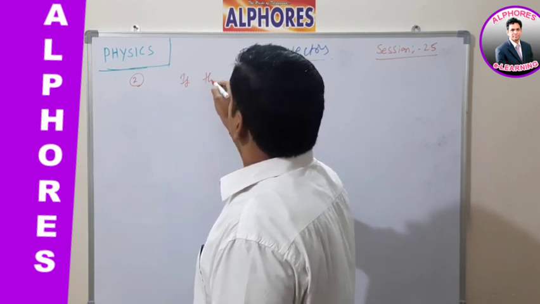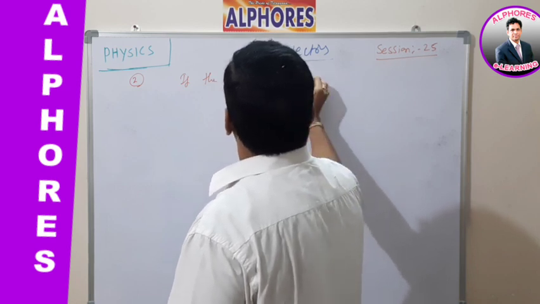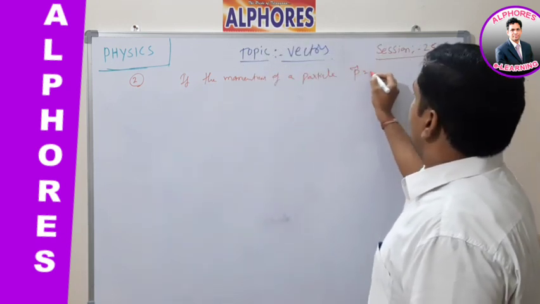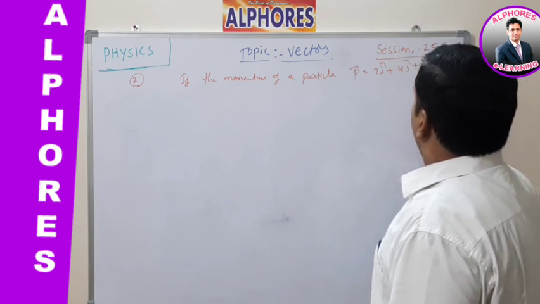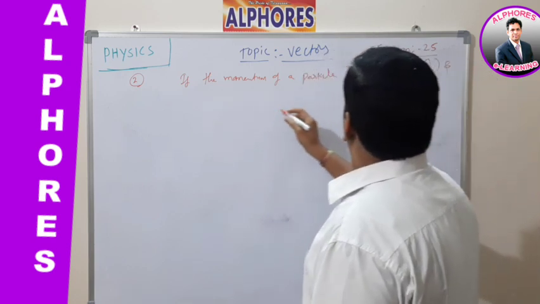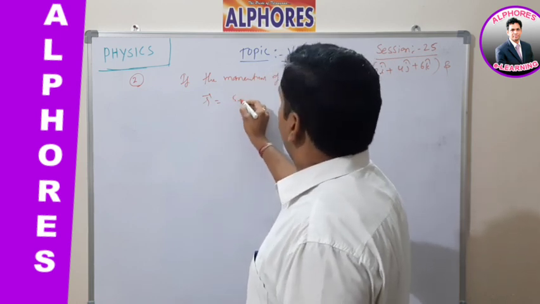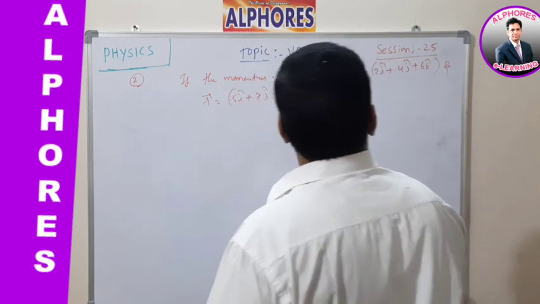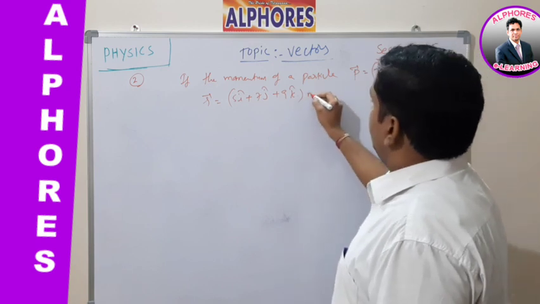If the momentum of a particle p bar is equal, let us say, 2i cap plus 4j cap plus 6k cap, and the position of the particle r bar is also given. R bar is equal to, let us say, I am taking a different vector, 5i cap plus 7j cap plus 9k cap. This momentum is measured in kg meter per second.